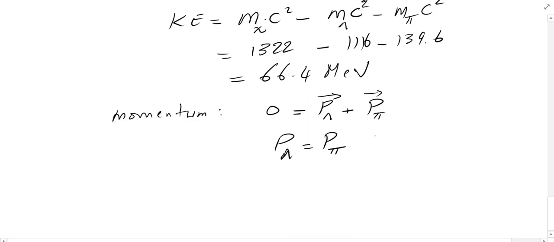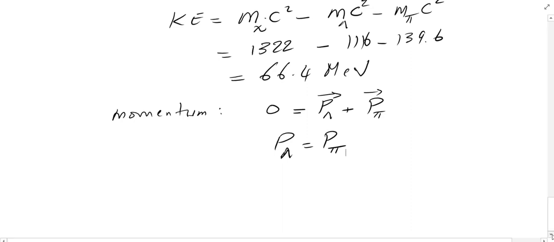So think about it: you have a chi particle sitting still, and it splits into two particles. One of them goes left, the other one must go right. This is conservation of momentum, really. Now we have to find the kinetic energy for each of them. For that, they tell you to use a relativistic expression for momentum and energy.